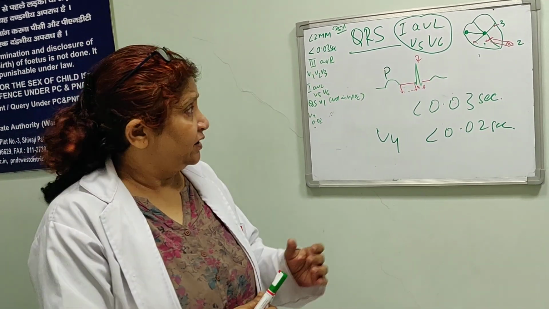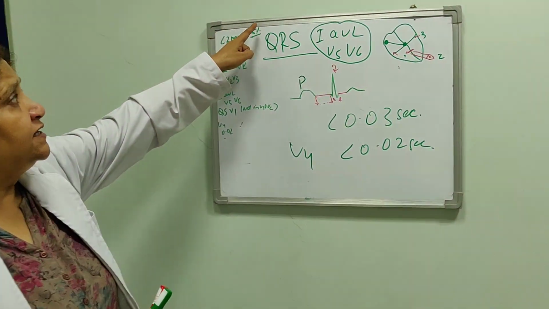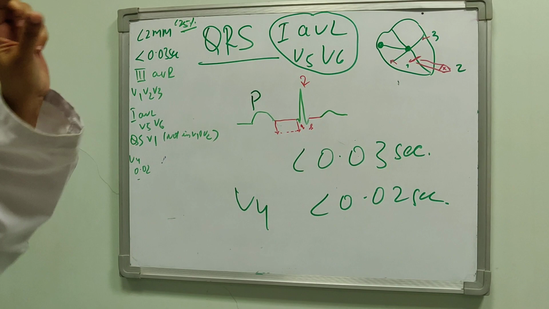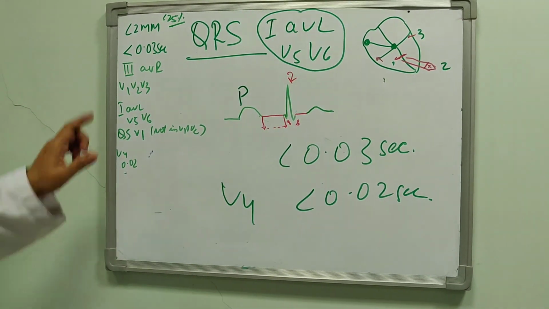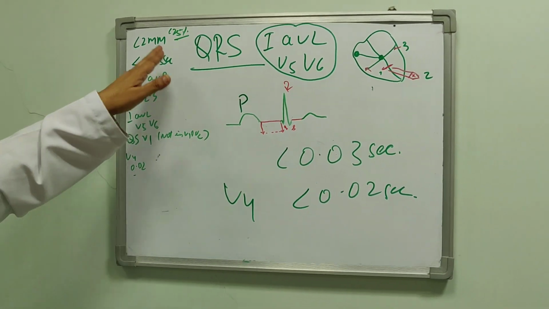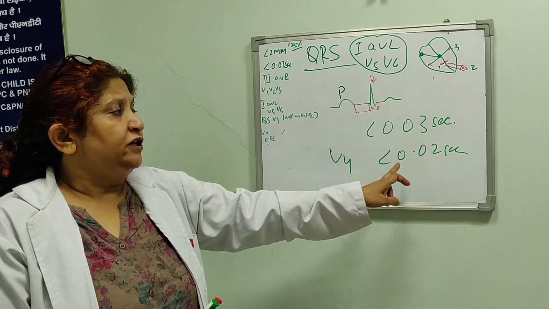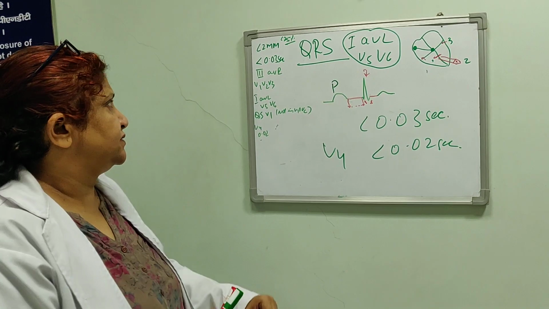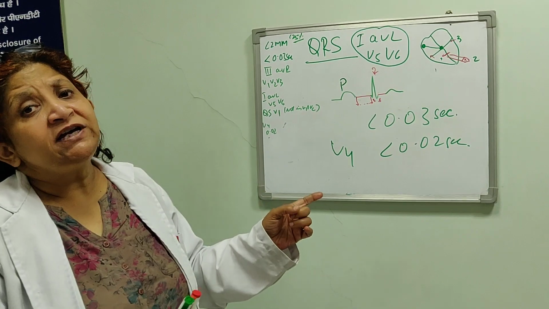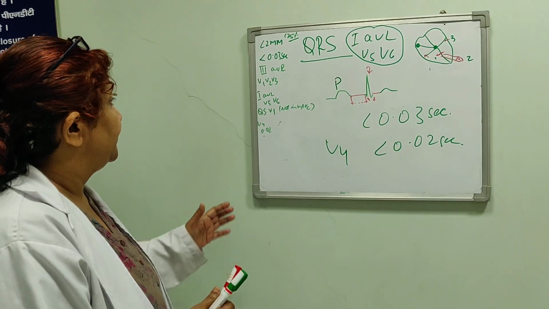So I will revise one more time. Q wave represents septal depolarization, and they are less than 25% of the height of the QRS complex. They are less than 2 millimeter in amplitude, and if they are more than 2 millimeter, then they suggest abnormality. In most of the leads, they are less than 0.03 seconds, but in V4 they should be less than 0.02 seconds. Okay, and V1, V2, V3 should not have any Q waves. QS complex will be okay in V1, but certainly not in V2. That will suggest some abnormality.